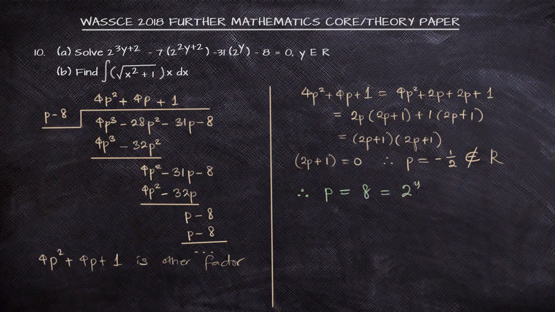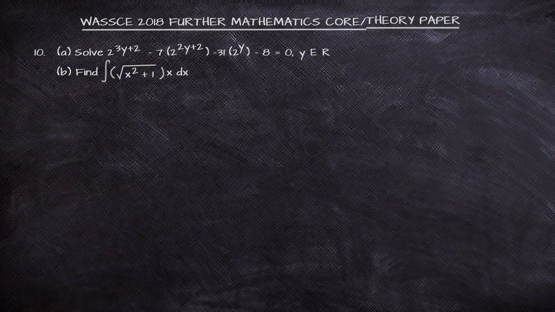That means 8 is equal to 2 raised to power y, and that is a real number, such that 2 raised to power y is equal to 8, and we know 8 is 2 raised to power 3. Now, the number bases will cancel out so that y is equal to 3. And this is the solution to what we are asked to do. We are asked to solve for this equation, and our y as a member of the real number is given as 3.